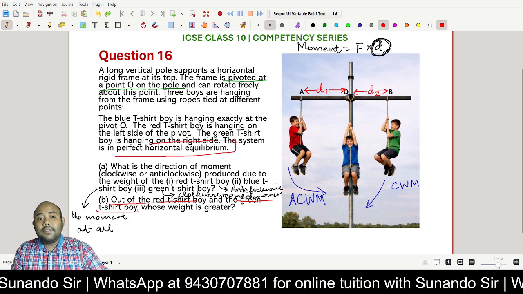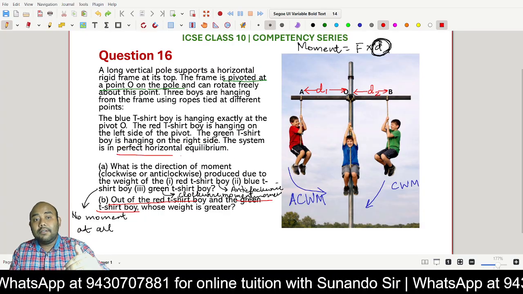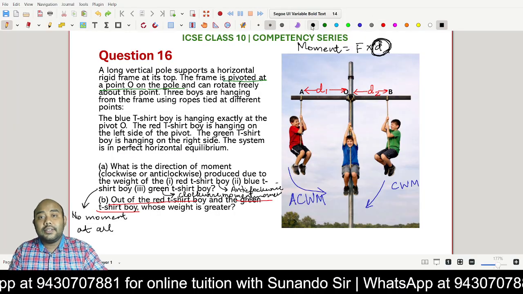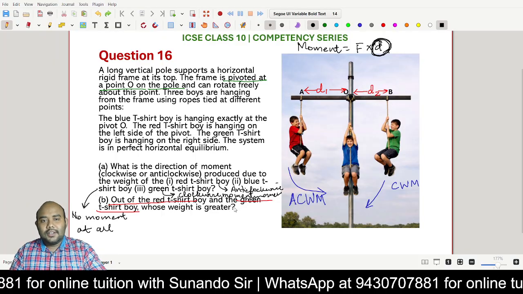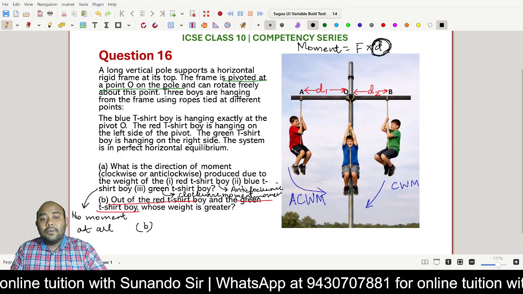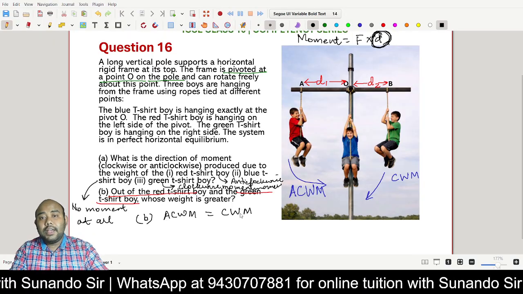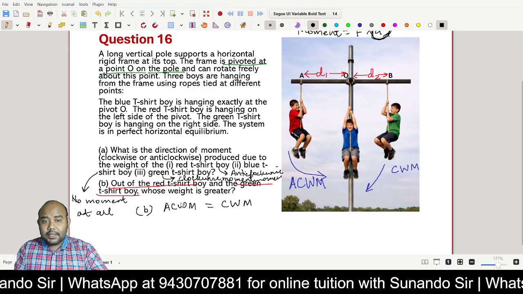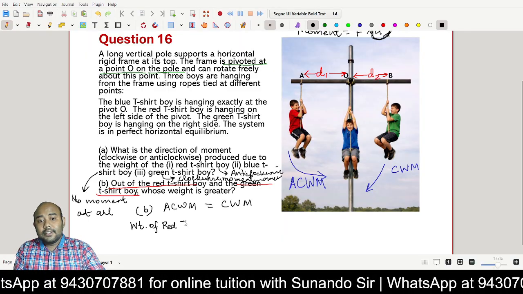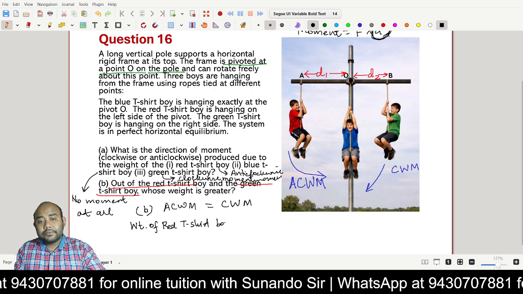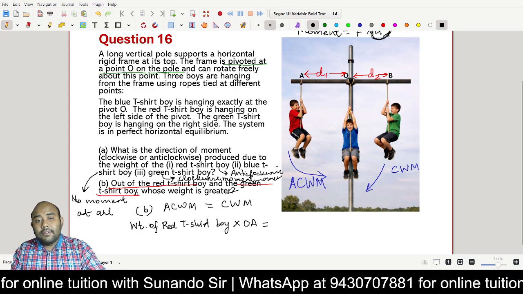but still the pivot is in perfect equilibrium. It is said in the question that this frame is in perfect equilibrium. It is already told in the question that this frame is in perfect equilibrium, balanced state. So if that is the situation, we can write that anti-clockwise moment is equal to clockwise moment, because the frame is balanced, and anti-clockwise moment is because of the weight of the red t-shirt boy multiplied with this distance OA is equal to clockwise moment.